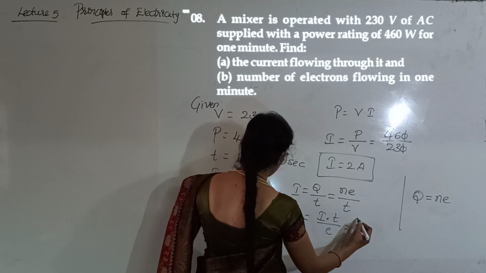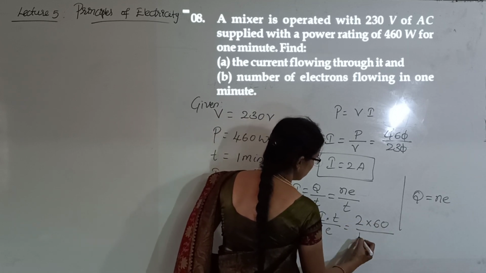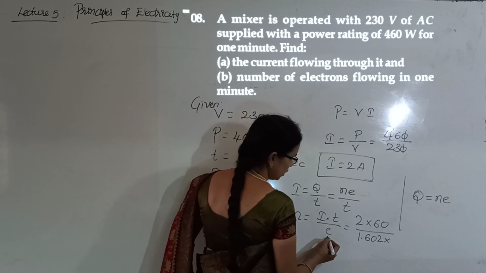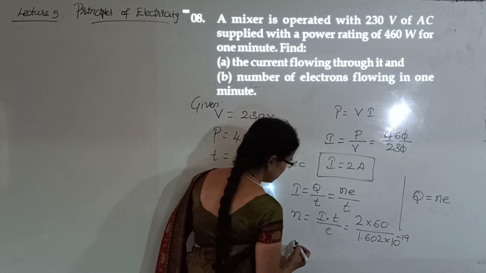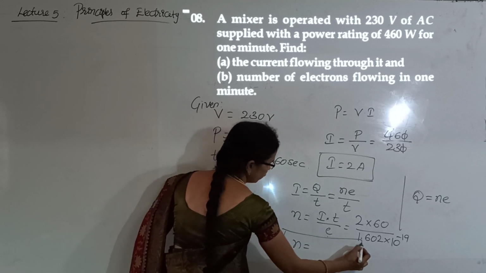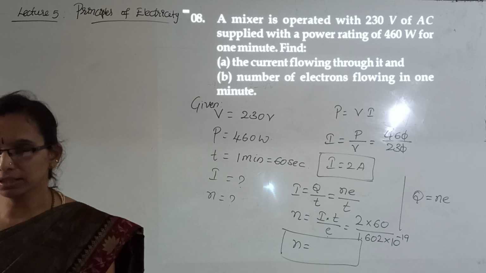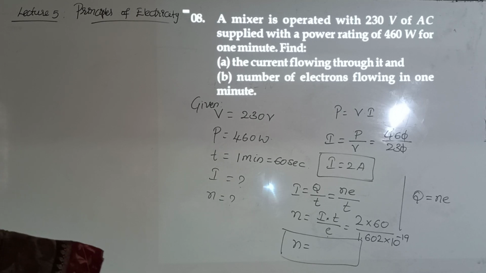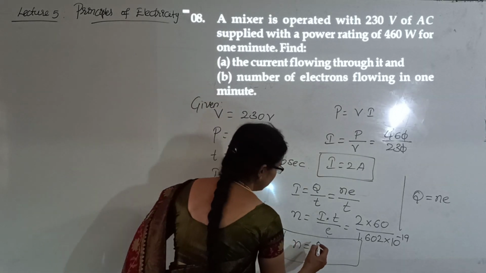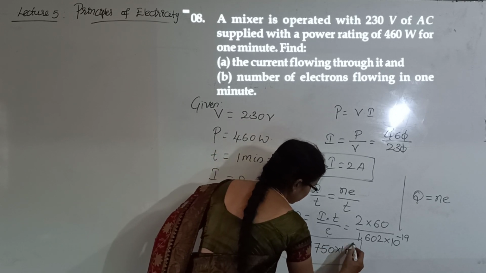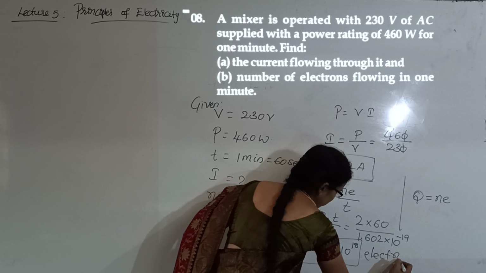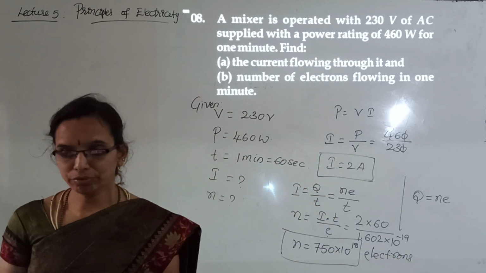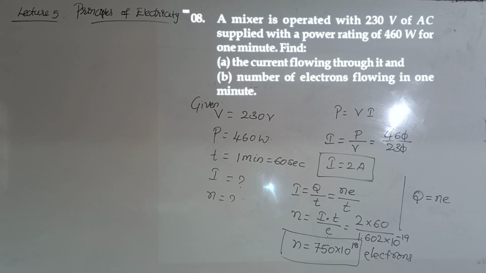You do that: I is 2 amperes, 60 seconds, divided by the value of E that we know, 1.602 into 10 to the power of minus 19. Calculate the number of electrons. Electrons should be an integral value. The answer will be 750 into 10 to the power of 18 electrons you should write. Number of electrons in the sense, 750 into 10 to the power of 18 electrons.